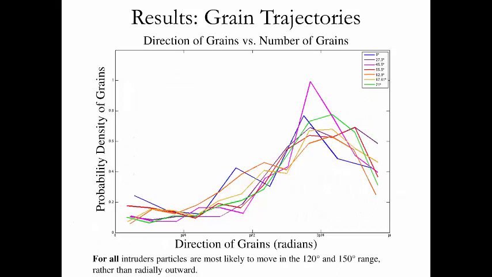So we did this for all the shapes for 2 centimeter drop heights, and we graphed the probability density of the grains against the direction of the grains. And you can see that they tend to peak around the 3 pi over 4 angle. But you can also see that as the intruder becomes more angled, the peak tends to move towards pi. But for all intruders, the particles are most likely to move between 120 and 150 degrees rather than radially outward.